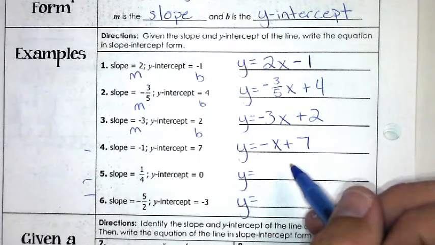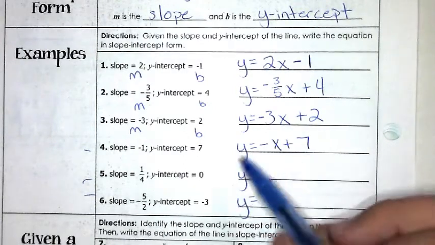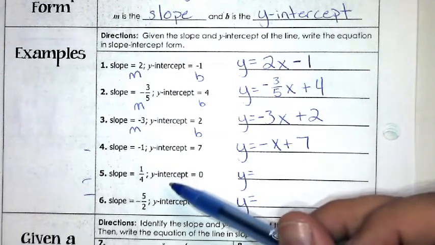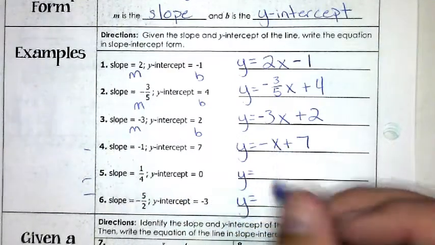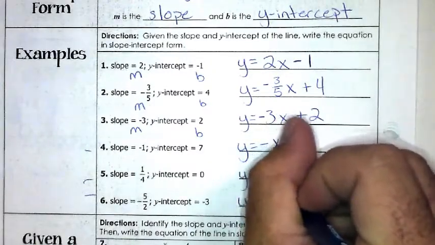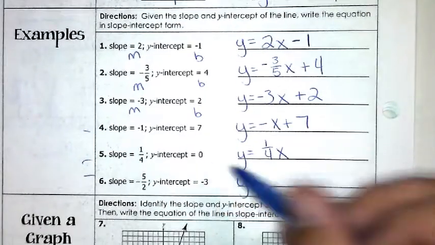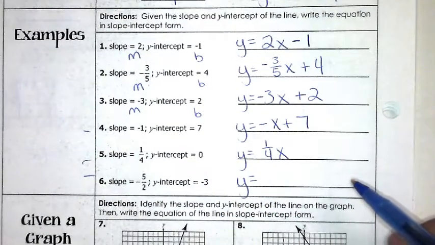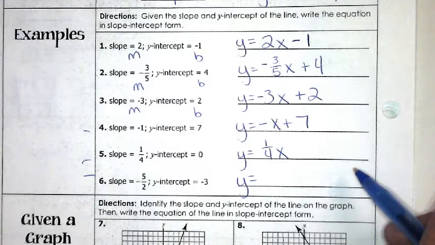Okay, so we have -x plus 7. All right, 5. Let's go with Kinsey. Y equals 1/4 x. The b, or the y-intercept, is +0. Do I need to put +0? No, you don't need to put +0, but if you do, is it wrong? No, because technically it is correct.